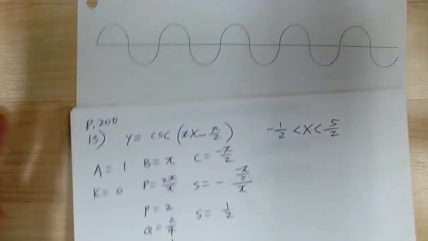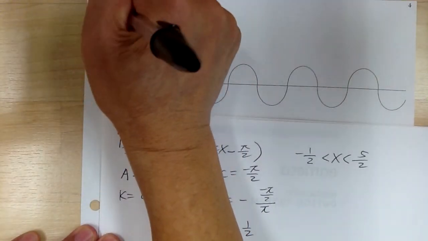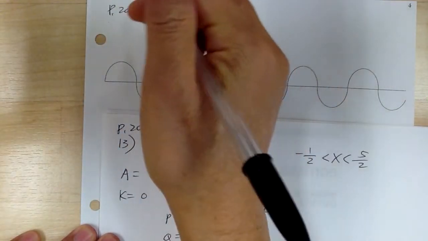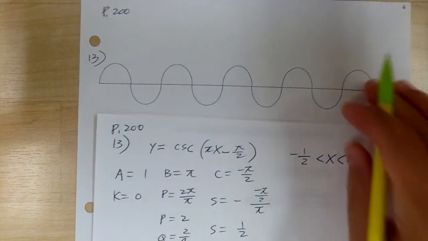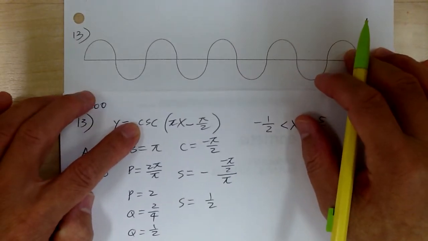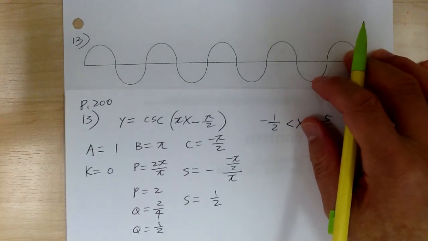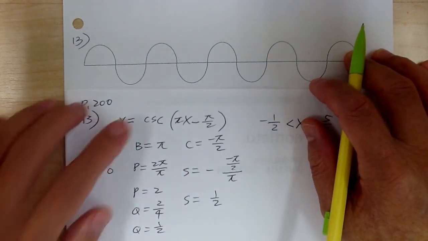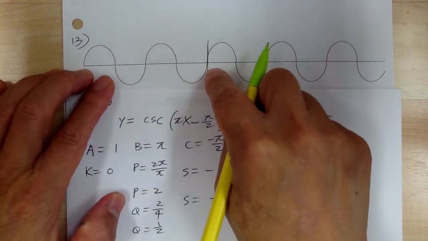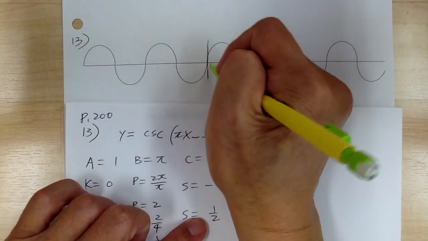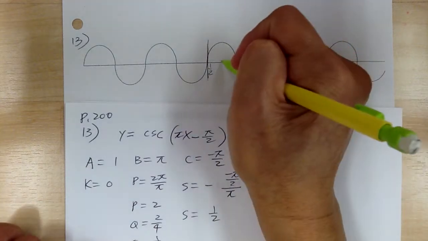For cosecant, you want to use this graph, page 200, number 13. Cosecant came from sine, so you have to think of it as graphing the sine function. The sine function starts over here, and this would be the S, so it would be 1/2. And Q is 1/2, so this is kind of nice.